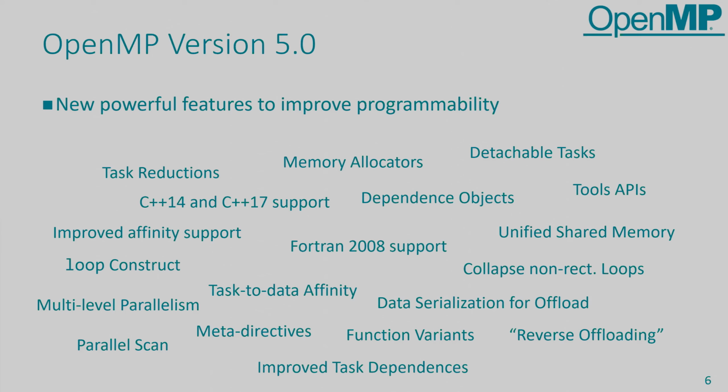We also moved Fortran support up to 2008. In terms of GPU programming, we introduced support for unified shared memory, so GPUs that share or can natively access host memory without data copies. We introduced the collapsing of non-rectangular loops. So if you have an algorithm that you want to parallelize that has a triangular loop nest, one particular example is the back substitution in a linear solver, you can now collapse those non-rectangular loops and then use work sharing constructs on top of that collapsing to parallelize those loops.